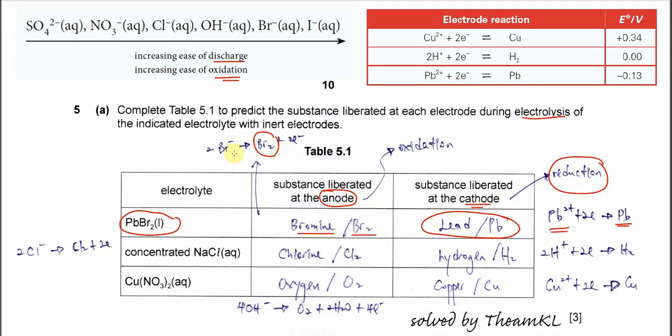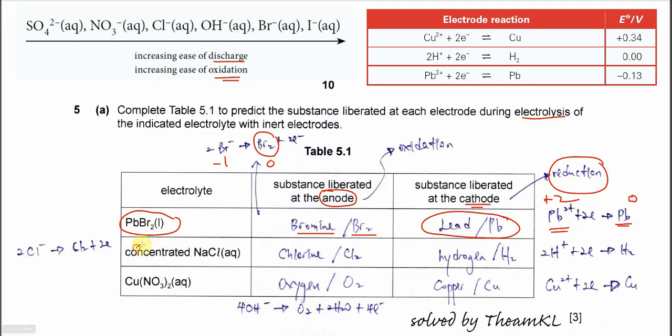So from here, as you can see, -1 to 0. So this is oxidation, isn't it? This one happens at the anode. And this lead-2 here is +2 to 0. So we know that is reduction. It happens at the cathode.